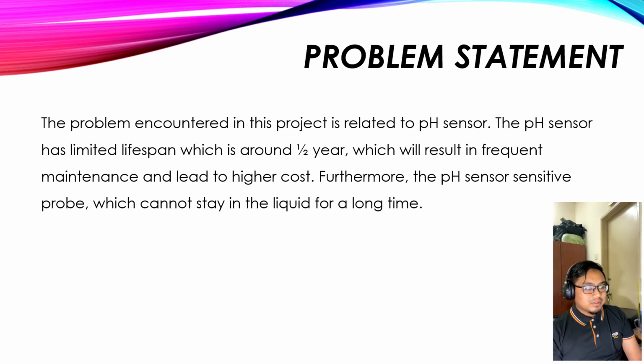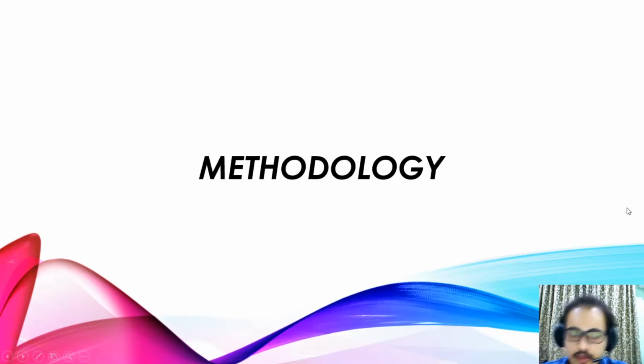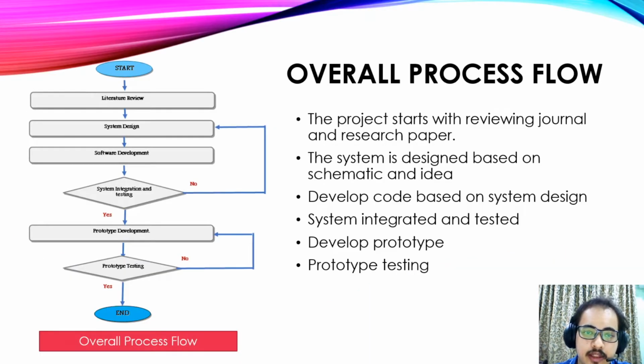Then the problem statement. Mostly, the problem that we encountered in this project is related to the pH sensor. The pH sensor has a lifespan of around half a year, which can result in frequent maintenance and lead to higher costs. Other than that, our pH sensor has a sensitive probe, which cannot stay in the liquid for a long time.